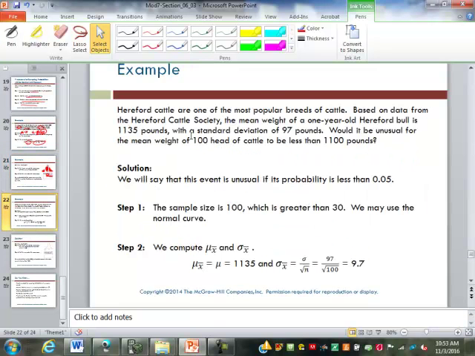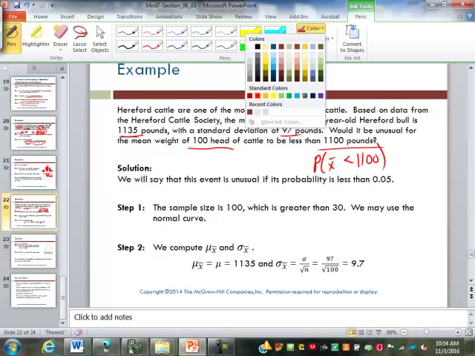So here, Hereford cattle are one of the most popular breeds of cattle. Based on data from the Hereford Cattle Society, the mean weight of a 1-year-old Hereford bull is 1,135 pounds. The standard deviation is 97 pounds. Would it be unusual for the mean weight of 100 head of cattle to be less than 1,100 pounds? So it's saying, what's the probability that the sample mean is less than 1,100?